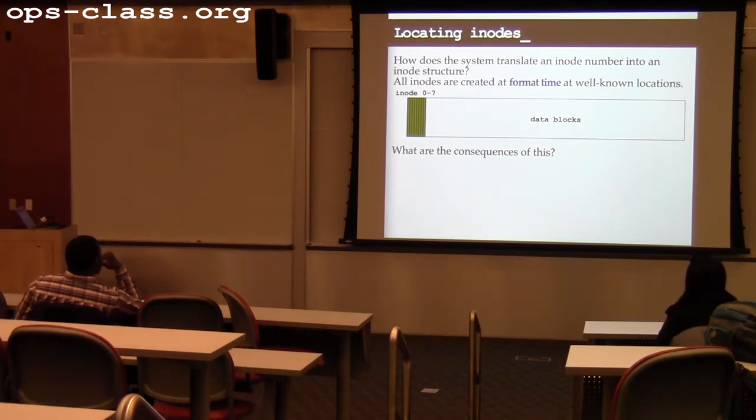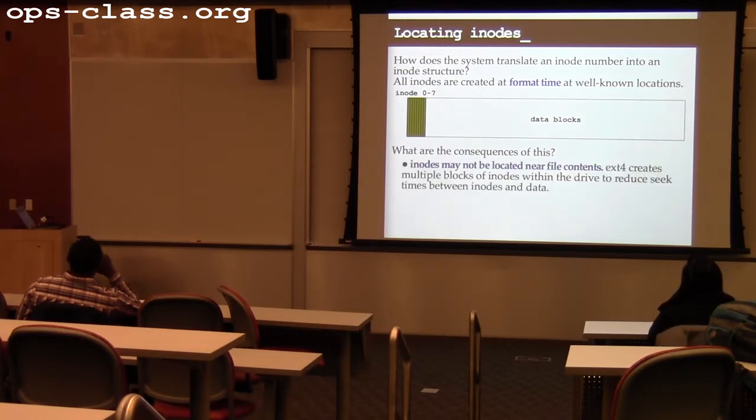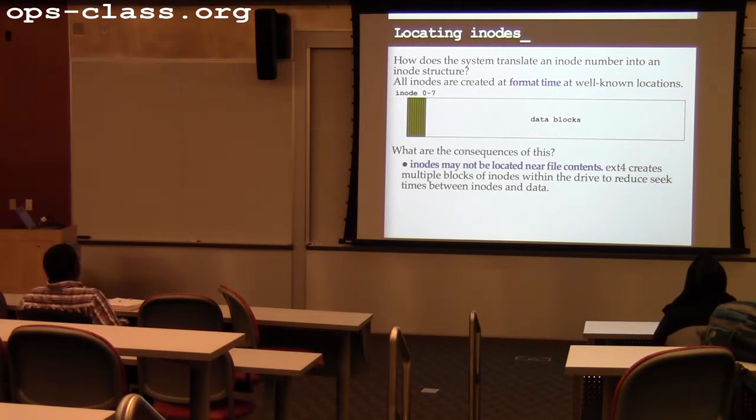So as we said before, all inodes are created at format time, right? So when I format the disk, all these inodes are allocated by EXT4, and there are two consequences. First of all, inodes may not be located near the contents of the file, and this is not the greatest thing.